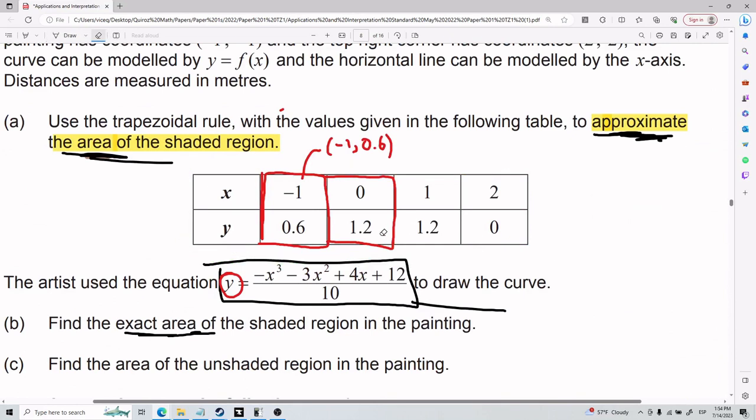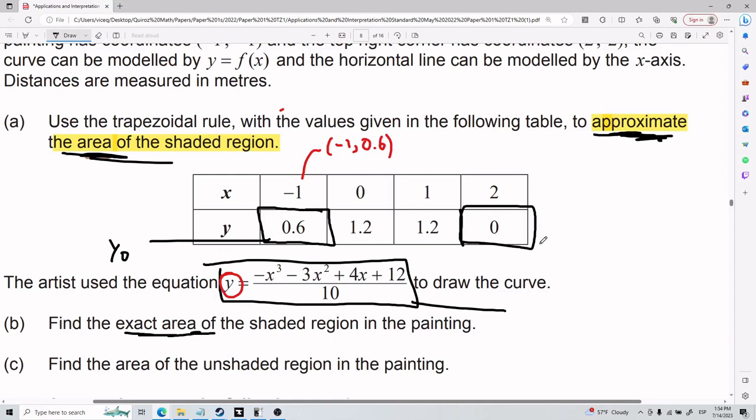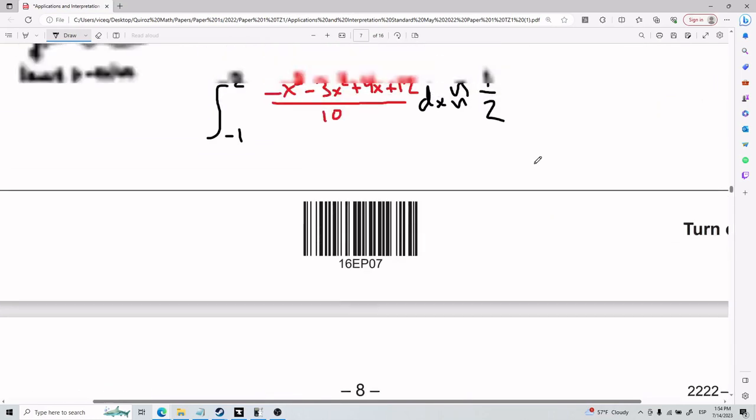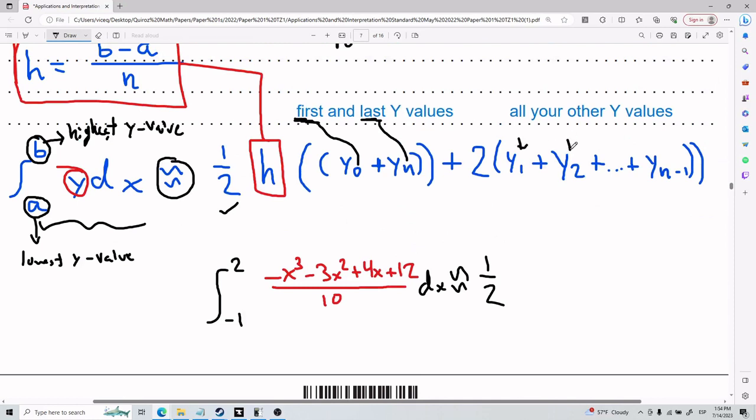Well, the first y value that you see is going to be this one, ¿cierto? It's the one that is most on the left. So this is y0. Okay, what is your last one? Here. So that is yn. Everything in between is going to be your y1, y2, etc.